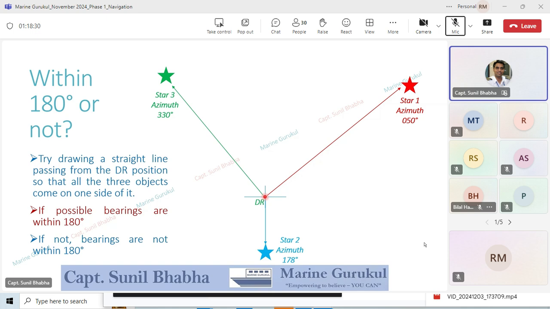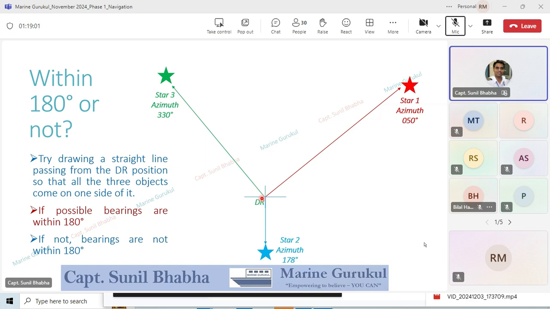Now if you try to draw a straight line passing from the DR position, it is not possible to draw a line in such a way that all these three stars, star 1, star 2 and star 3, lie on one side of the line. It is not possible to do that. Whichever line you draw from the DR position, you will see some of the stars will lie on one side of it and some of the stars will lie on the other side of it.